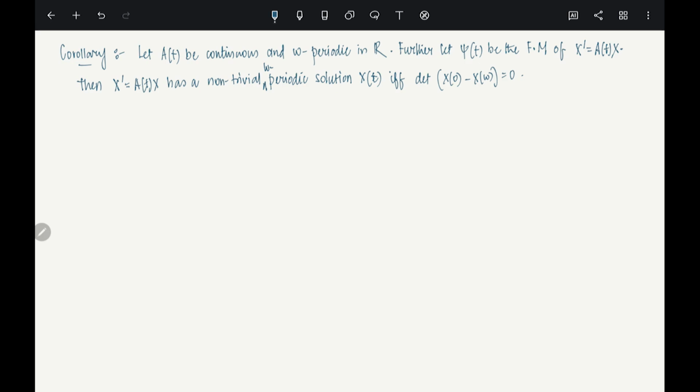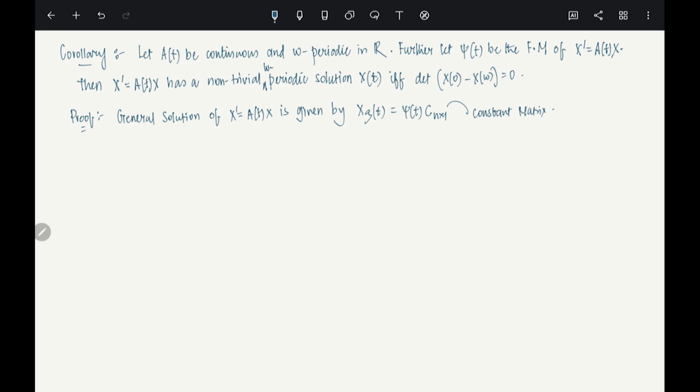Now, this looks a little complicated, but the proof is extremely easy. Let's look at the proof. The general solution of x prime equals to a times x, let's call it xg, is nothing but, if you remember, psi of t times c, where psi is an n cross n fundamental matrix and c is an n cross 1 constant matrix.